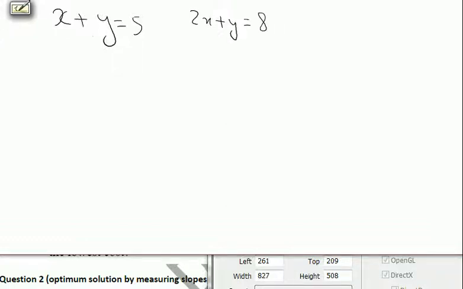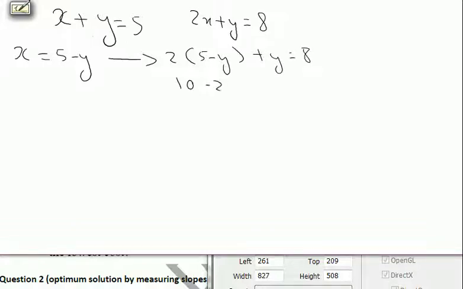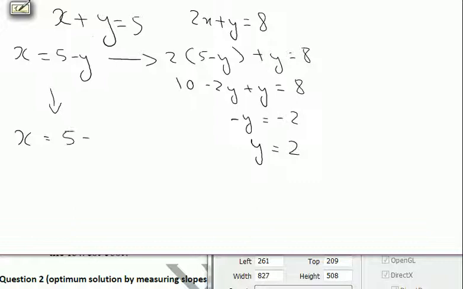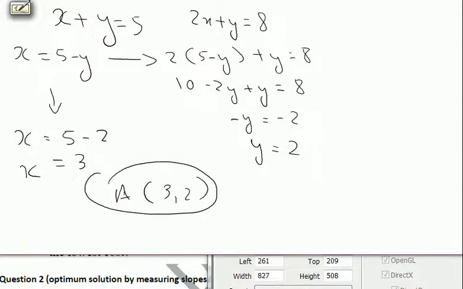If we solve these two equations simultaneously, x equals 5 minus y. Putting it into the second equation, 2 times (5 minus y) plus y equals 8. 10 minus 2y plus y equals 8. Minus y equals minus 2, so y equals 2. We also know that x equals 5 minus y, therefore 5 minus 2, x equals 3. So the coordinates of A are (3, 2), which we already got from drawing our graph.